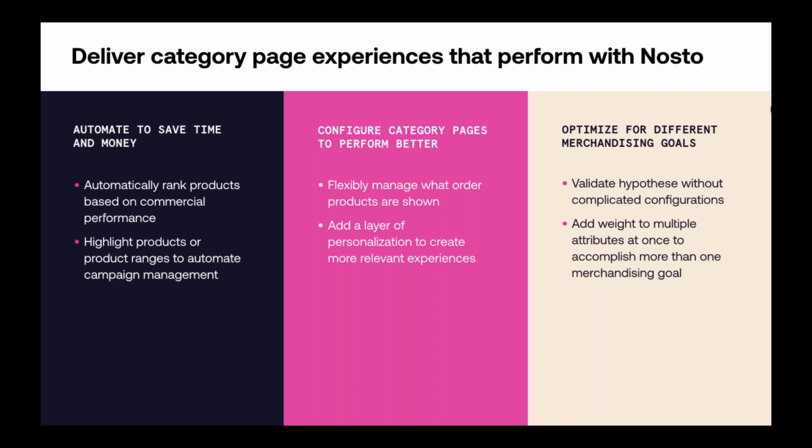You can also add weight to multiple attributes at once to accomplish more than one merchandising goal. I think that's a really key point as well, that you can stop focusing on just one thing. I mean, conversion is probably the most popular e-commerce metric to focus on, but there are so many other things that we want to take into account, like AOV, revenue per impression, overall revenue. And with the weighting tools, we can really mesh them together and achieve much greater results for each metric.